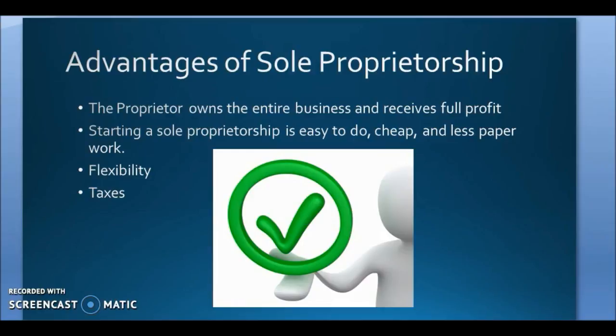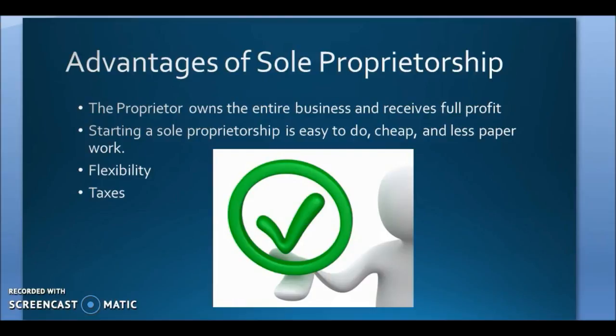Also, to start a sole proprietorship, it's easy to do. It's cheap, and you don't really have to do almost any paperwork. That makes it a huge advantage, because most other types of business entities, which we'll see as we continue on, have a lot more paperwork. They're more expensive. And so the ease of it, the cheapness of it, and not having to do too much paperwork makes it very attractive to go for a sole proprietorship.